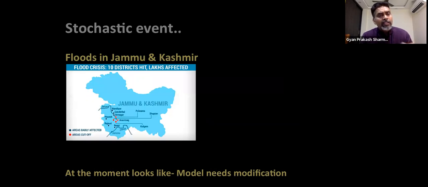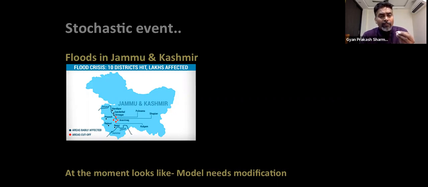Because in early September 2014, we know about the cloud burst in the Jammu Kashmir area. And this cloud burst was tremendous. And this stochastic event was very, very extensive. We know that there was extensive loss of lives, extensive loss of nature system, and extensive loss of the services from the nature which people are getting, which was also lost because of this cloud burst.